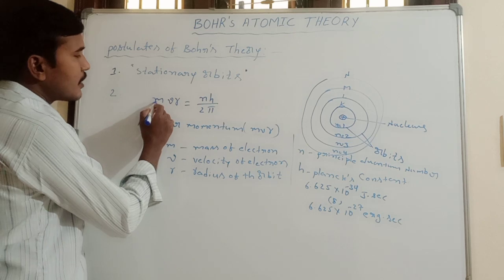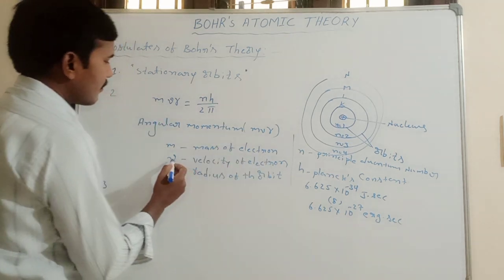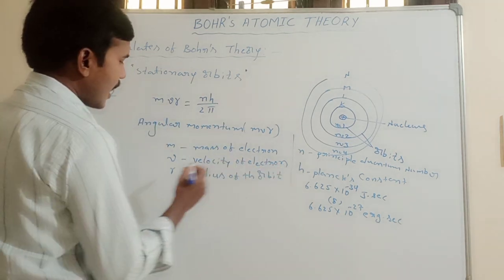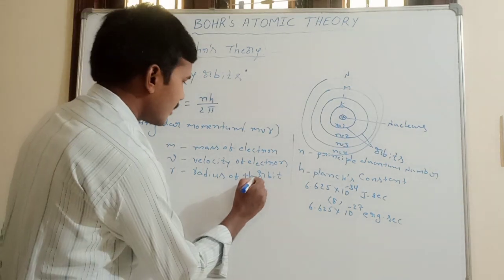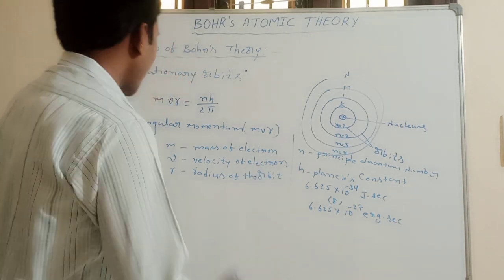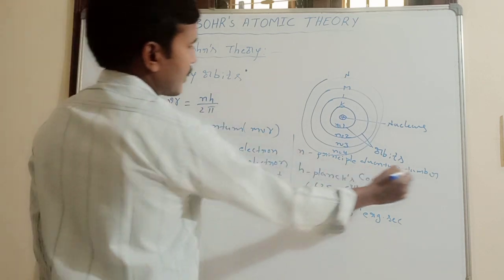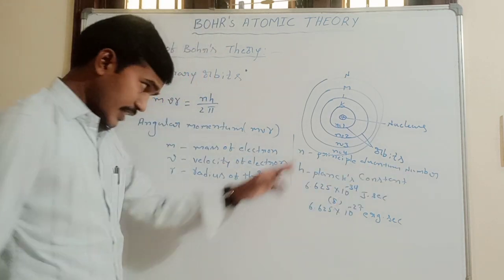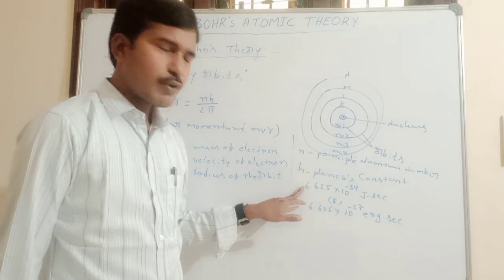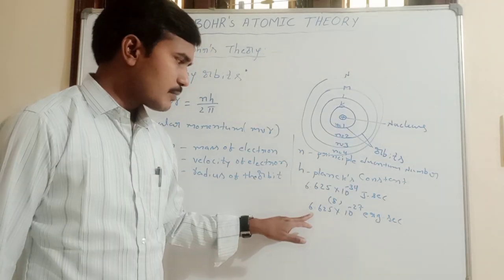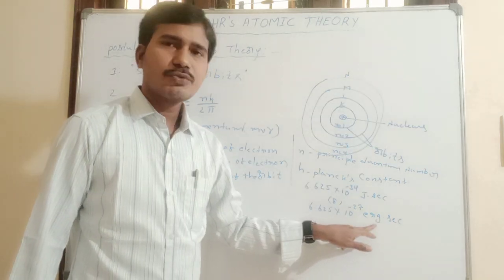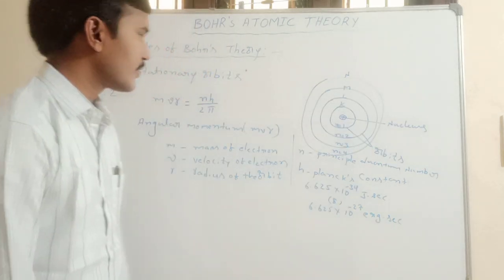Here m is the mass of the electron, v is the velocity of the electron, r is the radius of the orbit, n is the principal quantum number, and h is Planck's constant. Its value is 6.625 times 10 to the power of minus 34 joule second, or 6.625 times 10 to the power of minus 27 erg second.